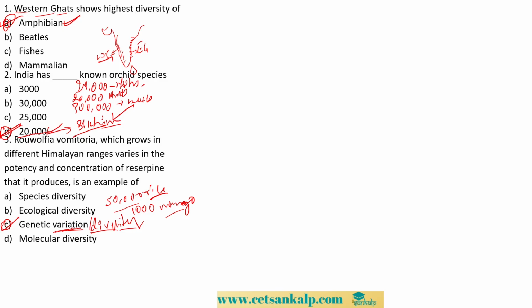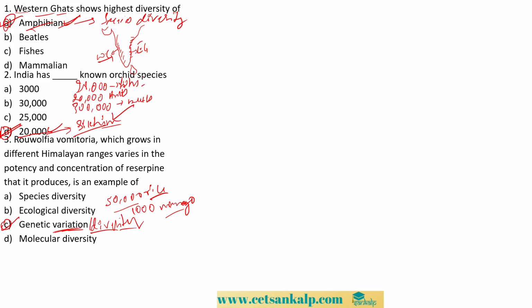We have other concepts, for example, species diversity. Amphibians are an example for species diversity.